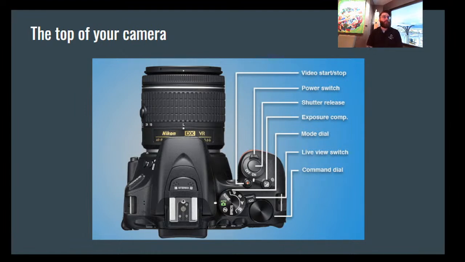Now, some people don't like to shoot with the viewfinder. They want to see their subject both in front of them and on the camera. They want to toggle between the two views. So you can switch the live view to then look through the LCD screen. So that's what the live view switch does. It toggles you between the viewfinder and the LCD screen.